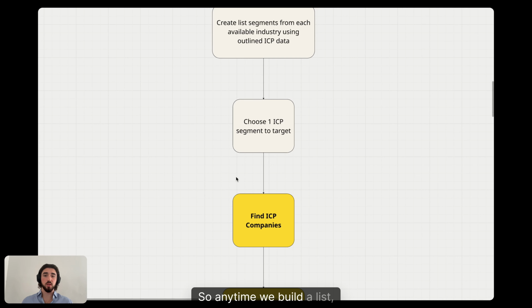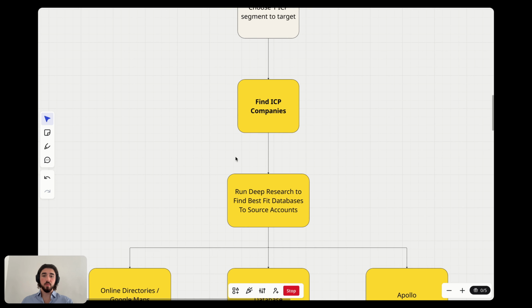And yeah, so anytime we build a list, we always want to choose one segment to target. We don't want to be mixing multiple segments together, because it's going to hurt our messaging because we can't get as specific with it.